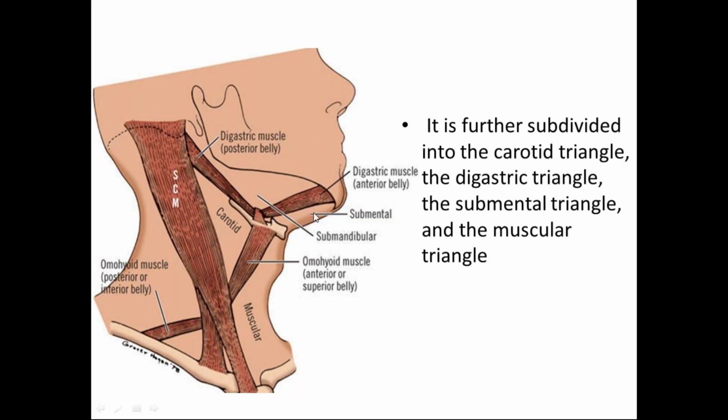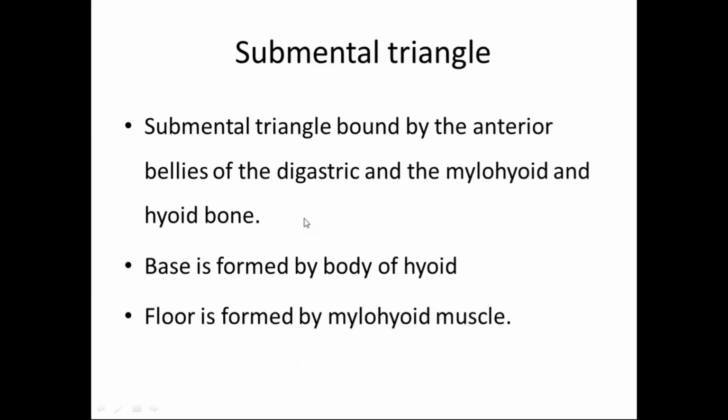So what is the floor? The floor is constituted by the mylohyoid muscle. The same thing is there: the triangle is bounded by the anterior bellies of the digastric and the mylohyoid and the hyoid bone. The base is formed by the body of the hyoid.